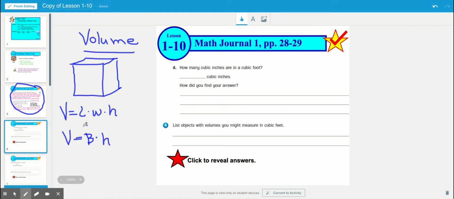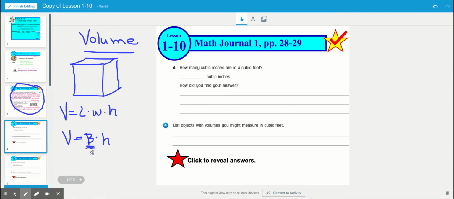I've got volume equals length times width times height. And if you haven't seen this before, the little dots in between a number or the letters, that represents multiplication. So there's multiple ways to represent multiplication when you're writing it down, and a dot in between represents the multiplication sign as well. Below that, you see the second formula. Volume equals capital B times H.